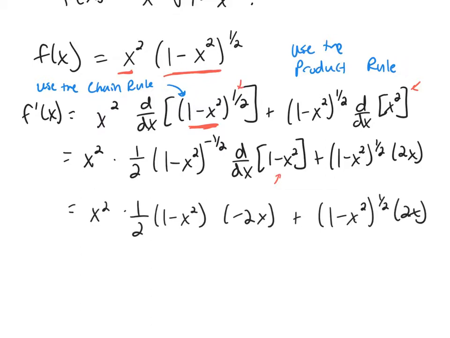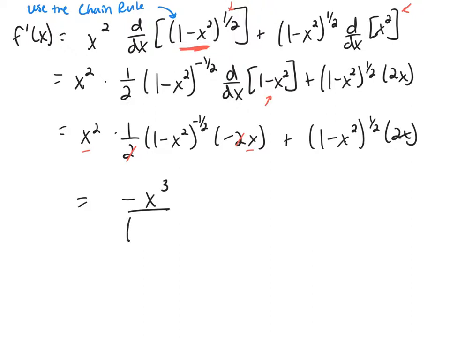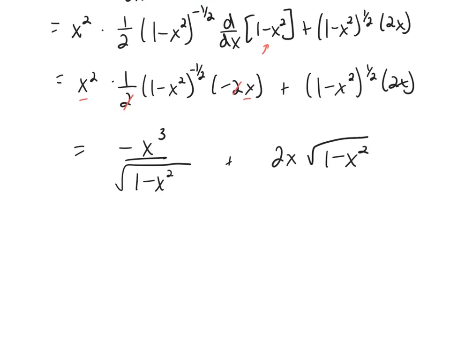You can leave it like this, or you could simplify it so this 2 and this 2 cancel, and I can combine these x's into a -x cubed. That's a -x cubed. That power there is negative, so move it to the denominator. And then here, if you want to combine these, I can rewrite this 1/2 as a square root here. And then get a common denominator. My common denominator would be the denominator that's over here.